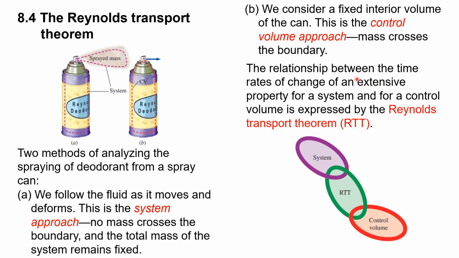Okay, so the relation between the time rates of change of an extensive property of a system and for a control volume is expressed by the Reynolds transport theorem. So you have a system, and you also have a control volume. In between, they are related by the Reynolds transport theorem. So it will communicate between the system and the control volume. If there are any changes, it will moderate the changes, in order for us to analyze.